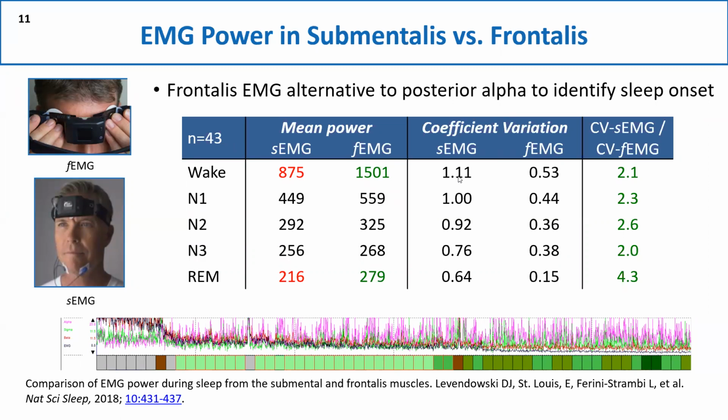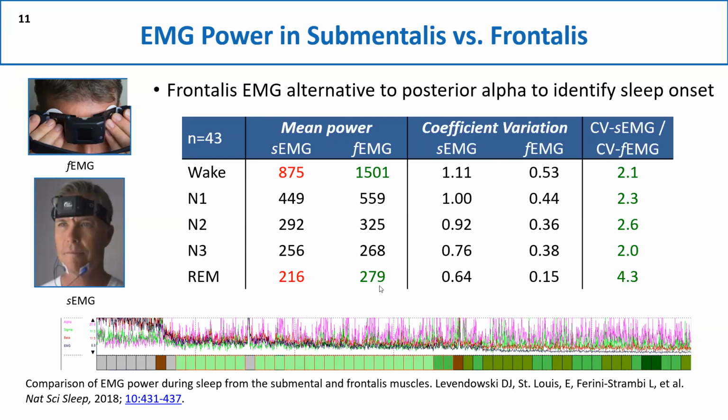So essentially what we're saying here is the standard deviation, the variability across all people, far exceeded what we see. Even though the power during the frontal EMG is more elevated, it's also quite a bit less variable, 2 times less variable across all people during wake and N1 and N2 and N3. So for all of these, the coefficient of variation is 2 times less.